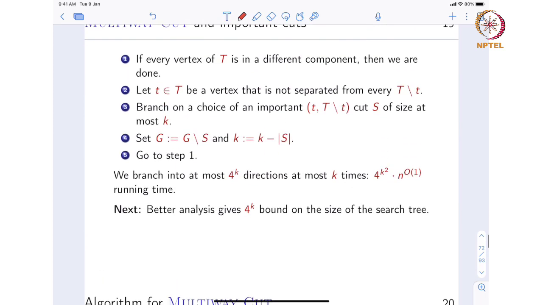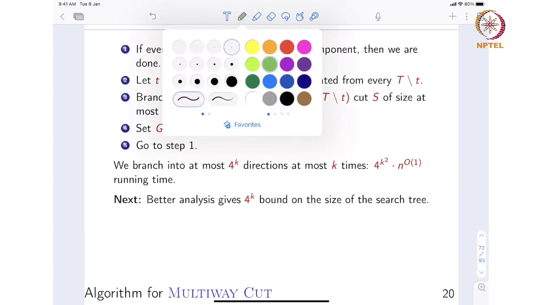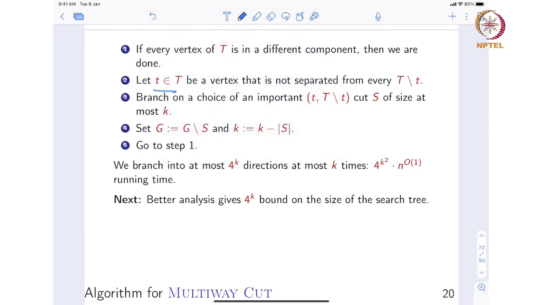Algorithm: if every vertex of T is in a different component, then we are done. Otherwise, you choose a vertex T in T that is not separated from every T minus T, which means there is some path. So you branch on a choice of important T minus T cut S of size at most K. You set G minus S, you drop K by the size of S, and you go to 1.